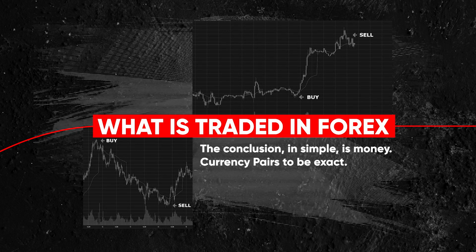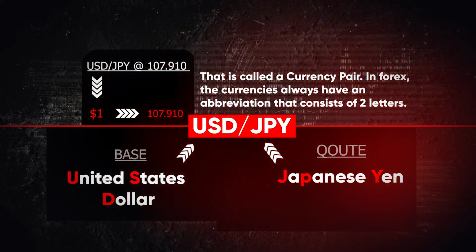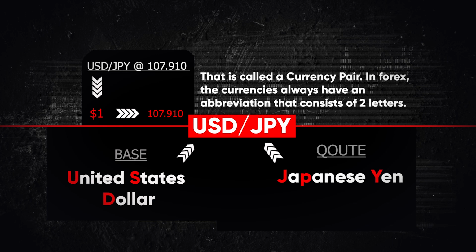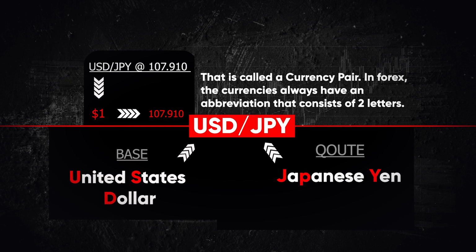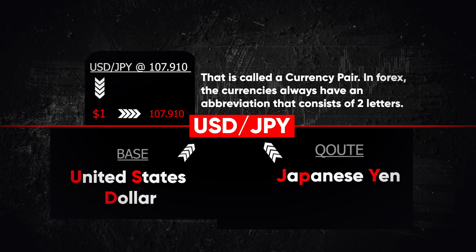For now, it is necessary to understand how currency conversion is expressed. This is a quote that is usually provided to you while observing Forex financial charts. In simple terms, it's called a currency pair. In Forex, the currencies always have an abbreviation that consists of two letters representing the country and one letter for the currency. For example, the US dollar is USD, the Japanese yen is JPY, the British pound is GBP, and so on.